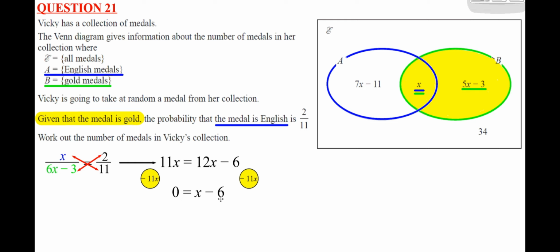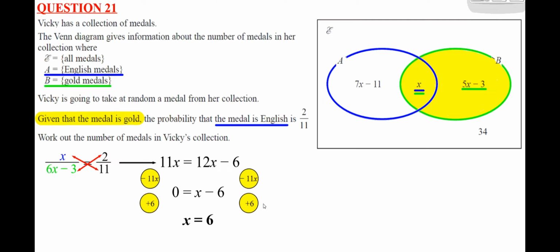I want to isolate the x on its own. So to get rid of negative 6, I do the opposite and add 6 to both sides. So x minus 6 plus 6 just leaves us with the x, and 0 plus 6 equals 6. In other words, x must equal 6.